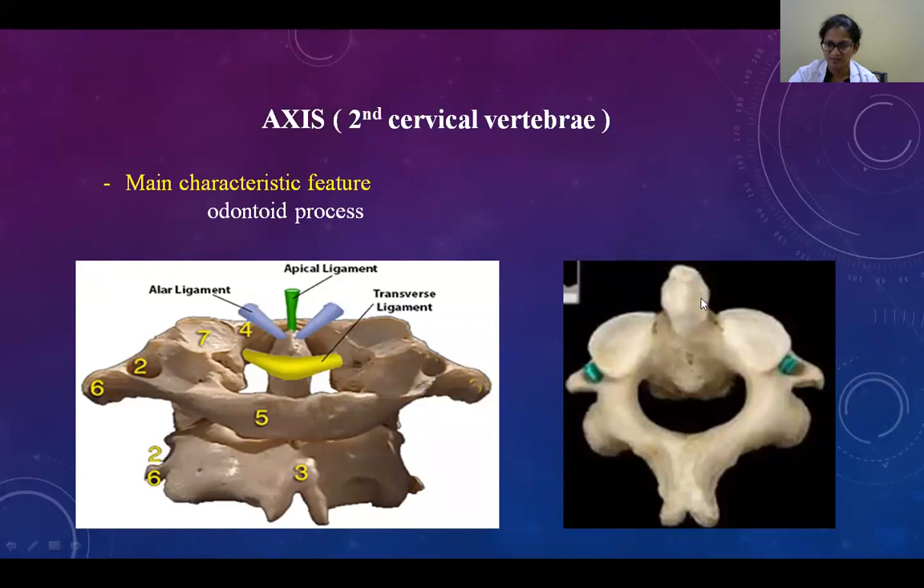It is called the odontoid process or dens. This will be articulated anteriorly with the anterior arch of the atlas. What type of joint? It is a pivot type of synovial joint. See, this is the odontoid process. It is a tooth-like projection that arises from the upper surface of the body of the second cervical vertebra.